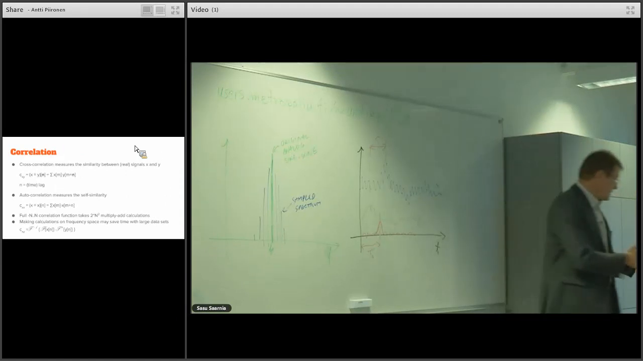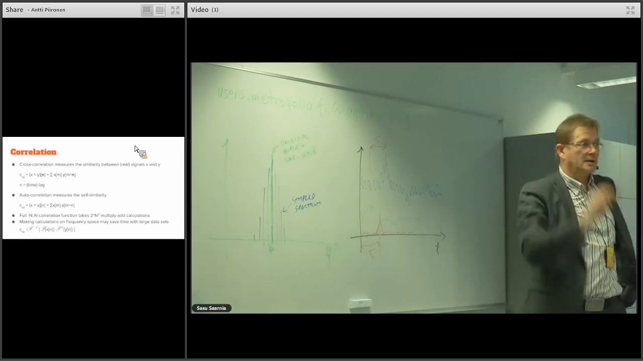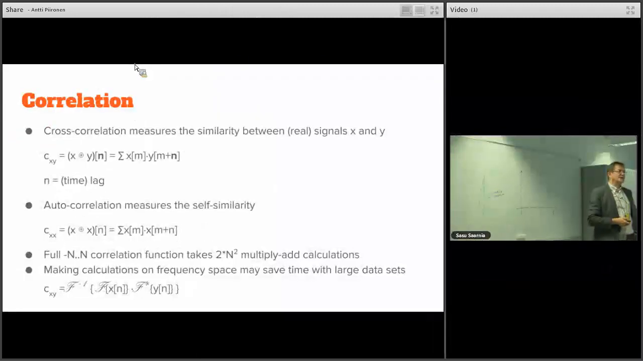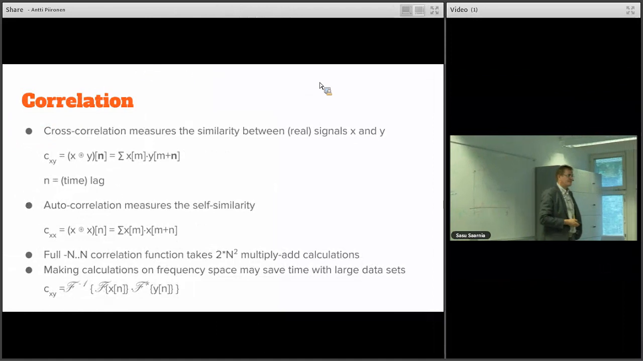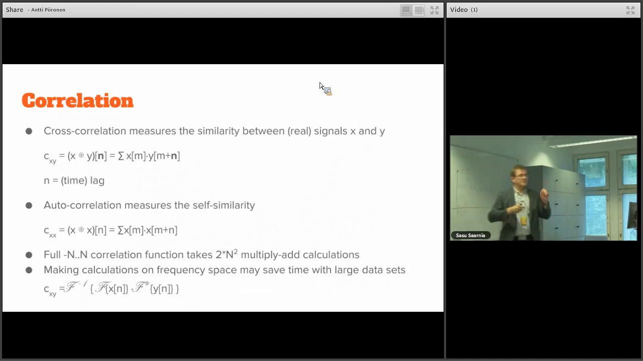Then there's another one, autocorrelation. Autocorrelation is the correlation of a signal with itself, which means that if there is a repetitive section in a signal, it will show up as a peak at the repetition time. Well, self-similarity. For example, that sonar.